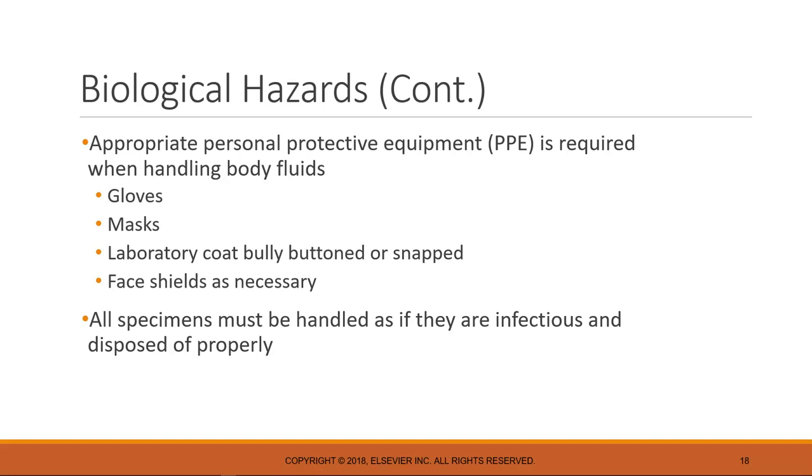All specimens must be handled as if they are infectious and disposed of properly. This will be found in your SOP. There are certain sinks that are designated dirty sinks that you pour samples down, such as urine. These cannot be used for hand washing, and so they have to be clearly identified.